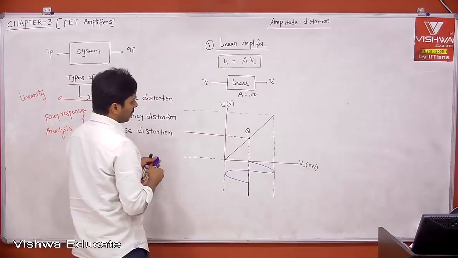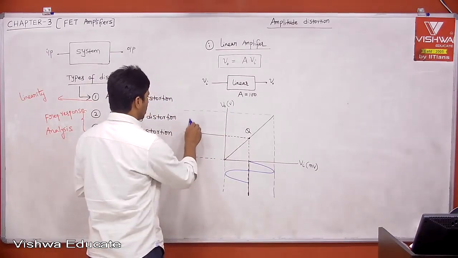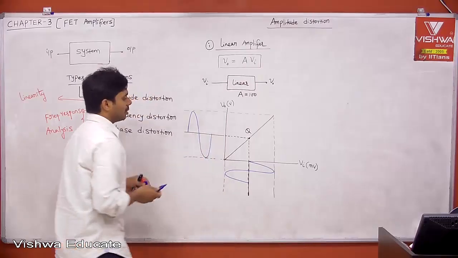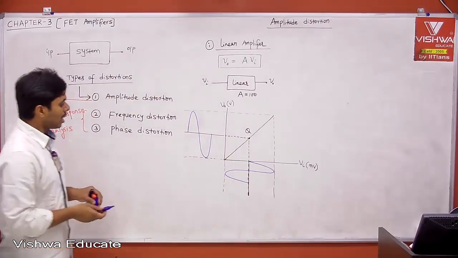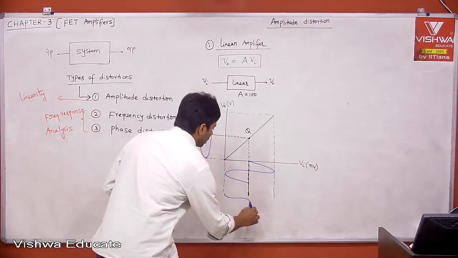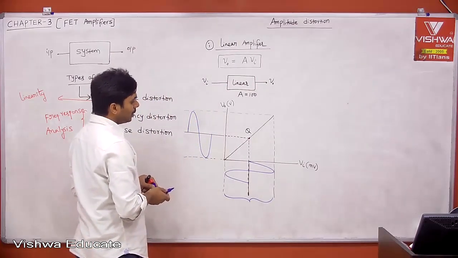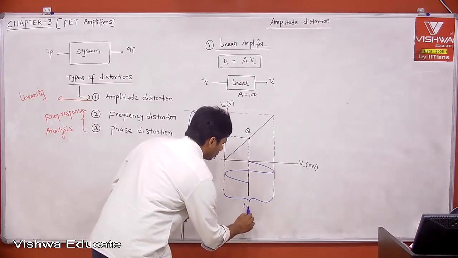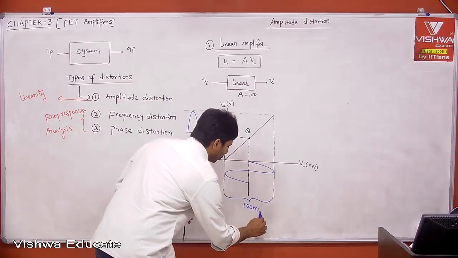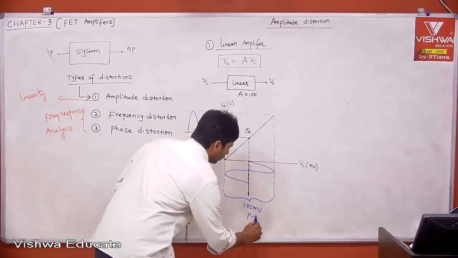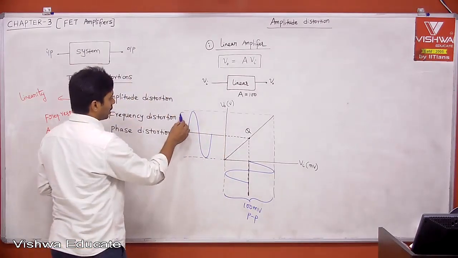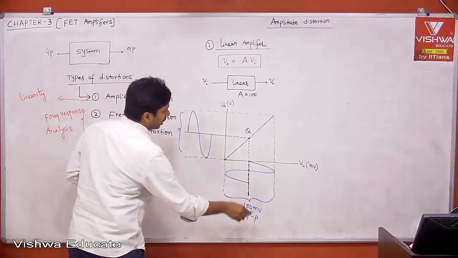Then what is your corresponding output? Your output is also changing from minimum to maximum. Okay. Now for your understanding, let me take the peak to peak. If you take the input peak to peak as 100 millivolt, what is your output peak to peak? Your output peak to peak will be 100 milli into 100.